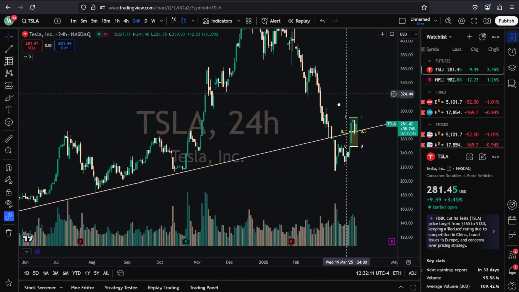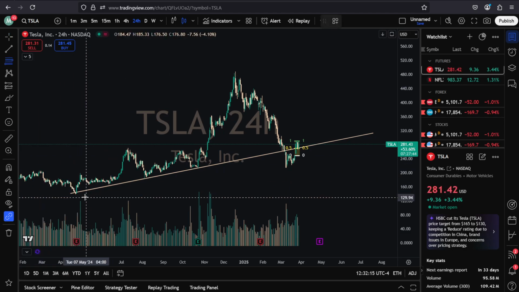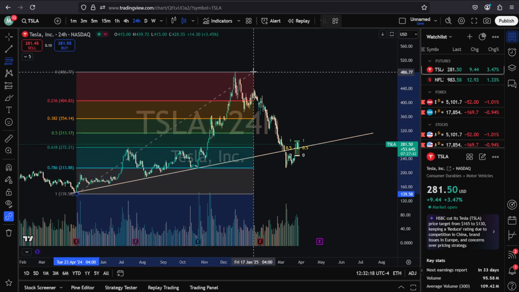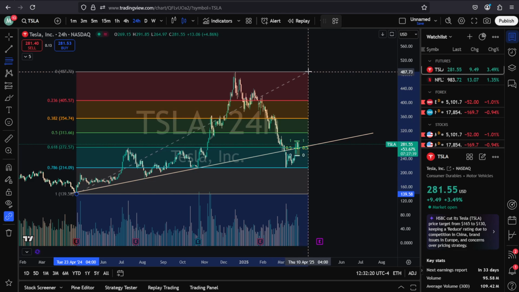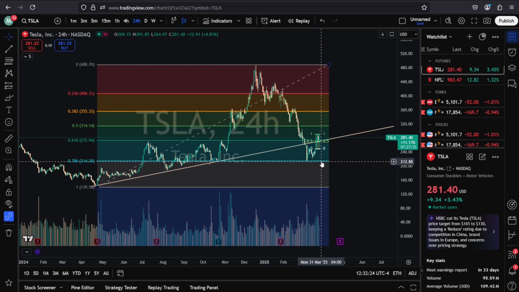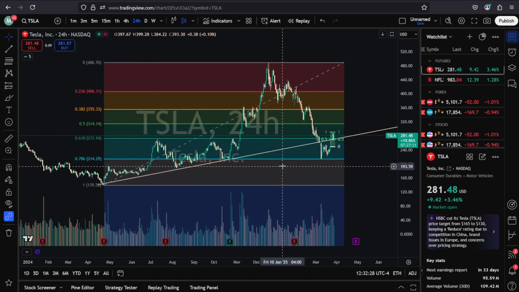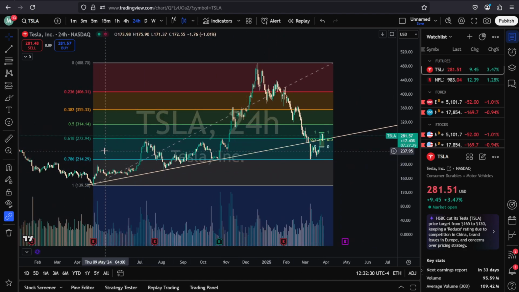24-hour, looking at Tesla. I pulled up the Fib retracement, went from April lows to December highs, pulled that out, and we had a perfect retracement down to 78.6%, as with all other moves on Tesla. So this is definitely something good to use Fib retracement for.